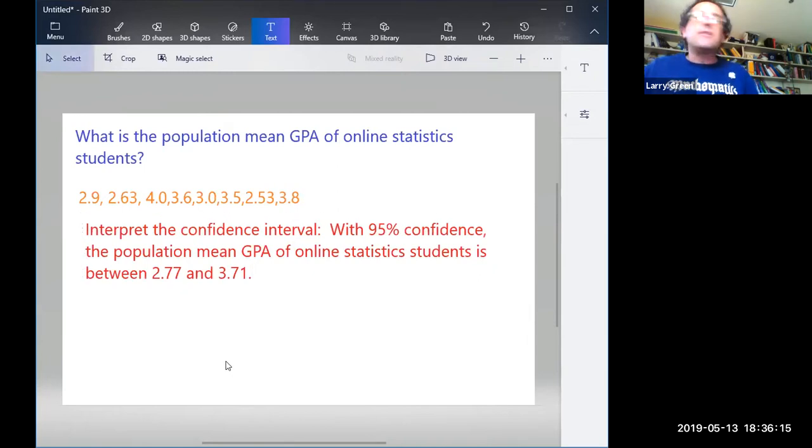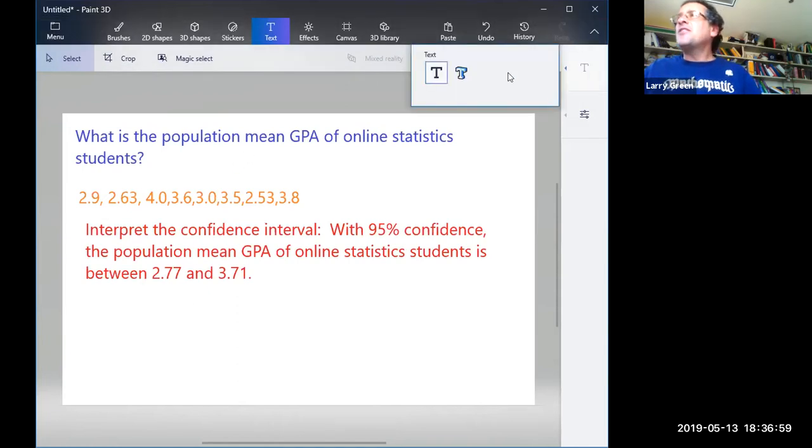Any questions about the interpretation of the confidence interval? Okay, so if I ask you to interpret the confidence interval, you start out with the word "with." Got it? So Charles, you should be able to see it, no? I could read it to you again. It should be up there on the screen. Interpret the confidence interval: with 95% confidence, the population mean GPA of online statistics students is between 2.77 and 3.71.